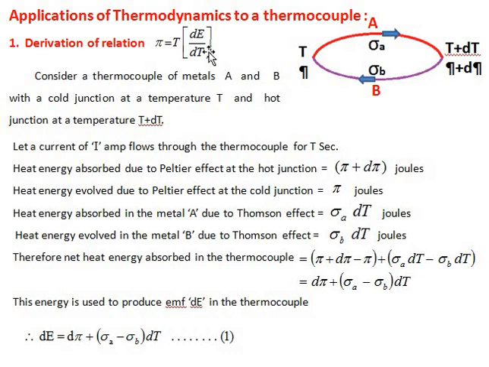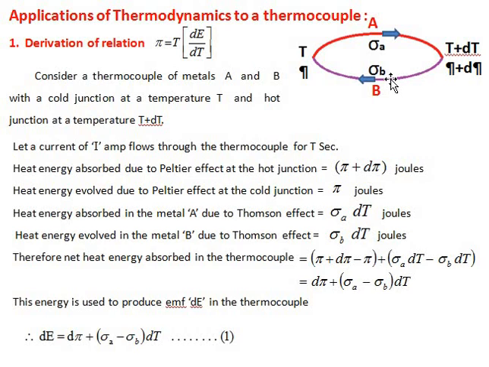Clear? Here there is a thermocouple of two metals. A is one metal, B is the other metal. These two are the junctions of the thermocouple. One is at the lower temperature, at temperature capital T, with Peltier coefficient pi, and the other junction is at a higher temperature, T plus dT, with Peltier coefficient pi plus d pi. Sigma A is the Thomson coefficient for metal A and sigma B is the Thomson coefficient for metal B.